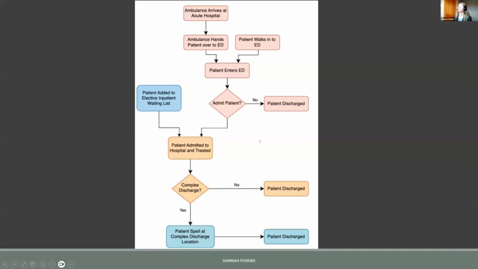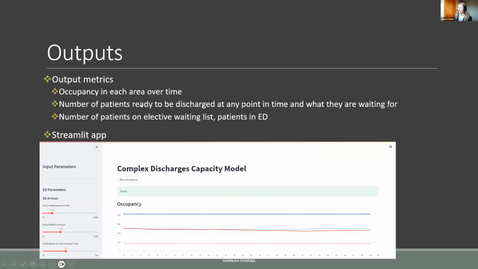So although this simulation runs at a patient level, all of the inputs and the outputs are aggregate. What that means is you need the total number of arrivals to ED in a day, or average additions to the elective waiting list per day, rather than trying to say things at a patient level, because that should then make it easier for different sites and trusts to be able to put their numbers into the model.